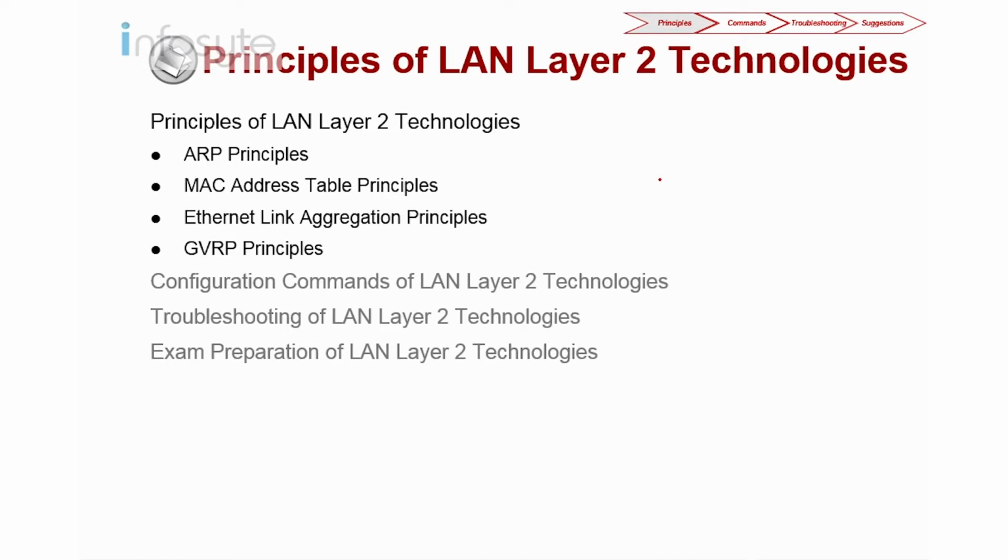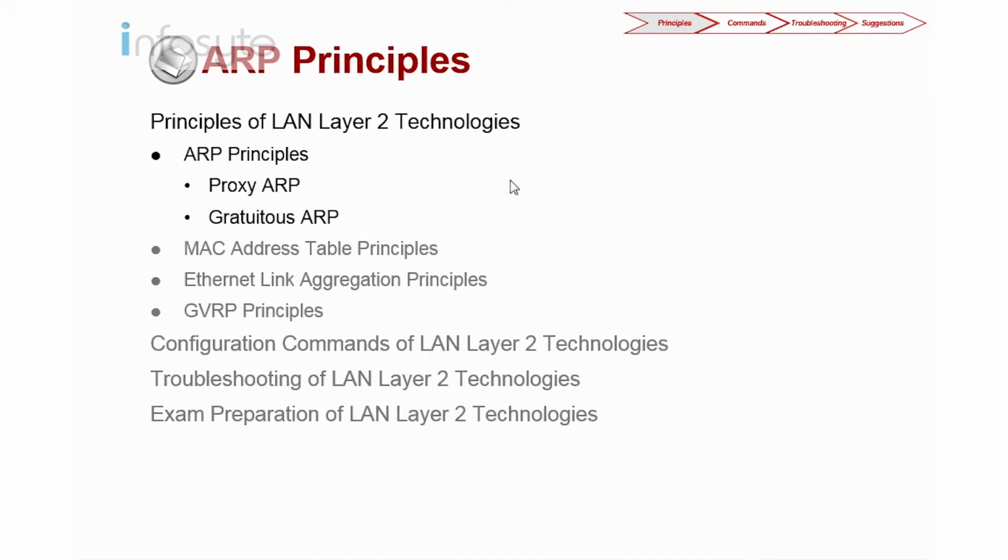So let's first go into the topic here. The first topic we are going to discuss will be the Address Resolution Protocol principle. Then we will move on to the MAC address table principle, link aggregation, and GVRP. Now let's look into the ARP principle.